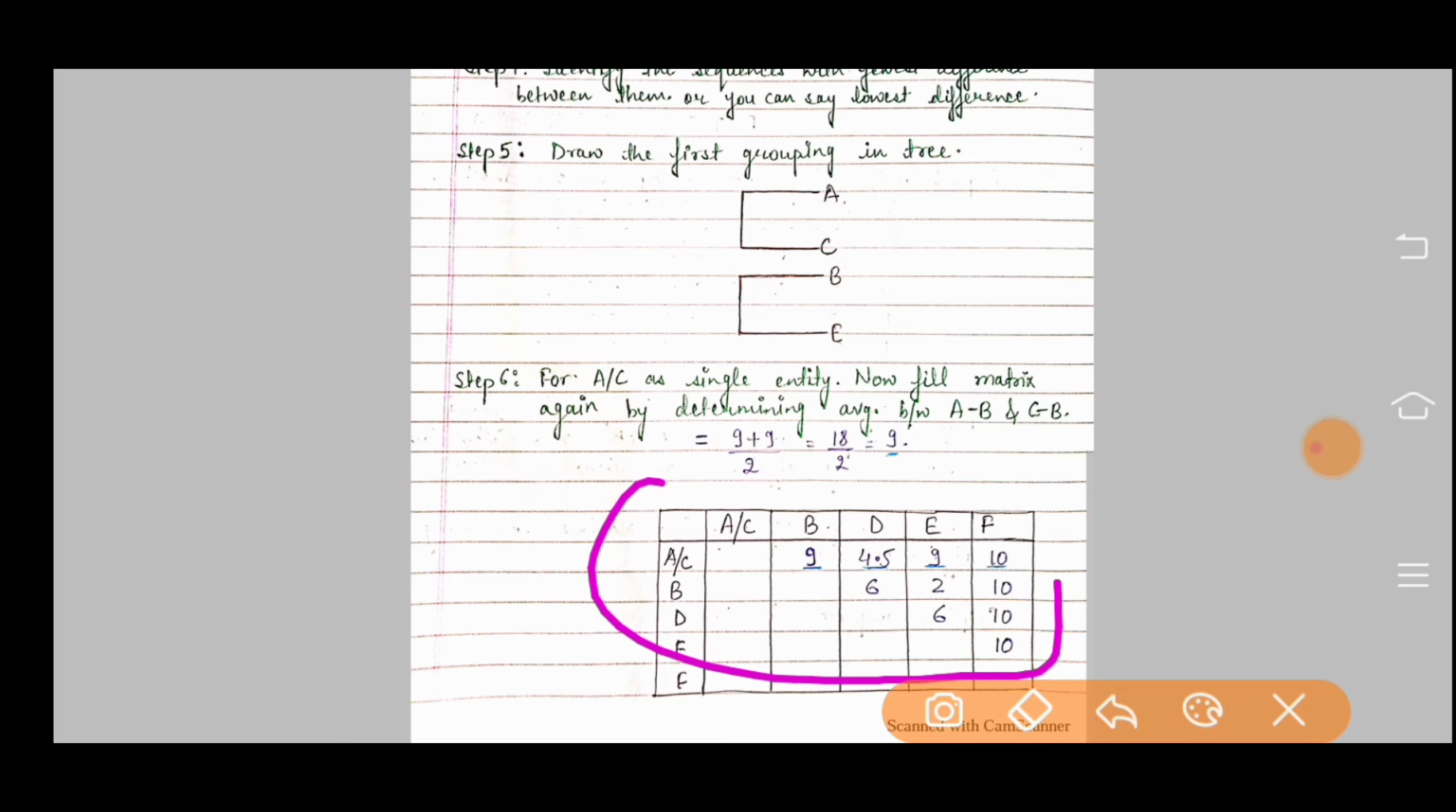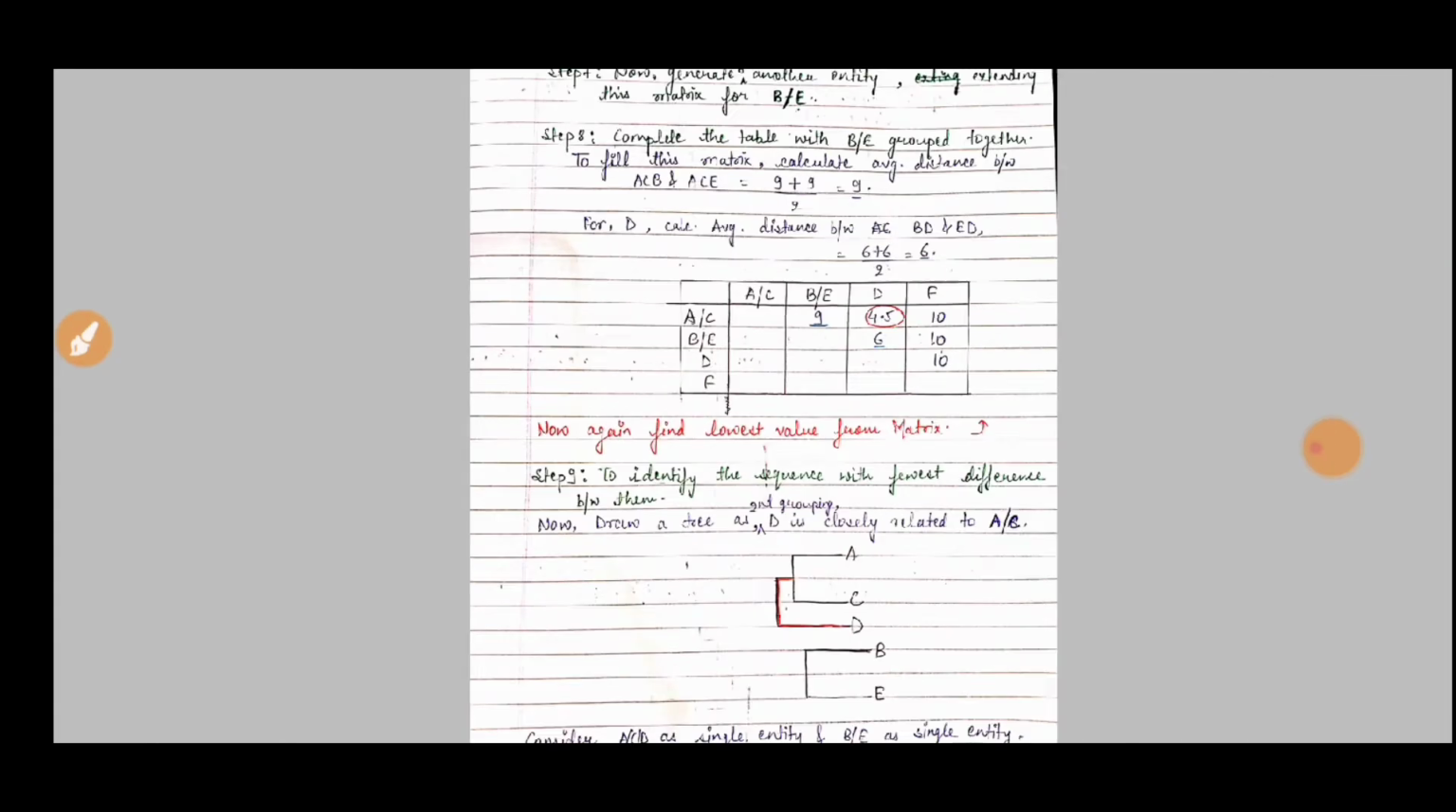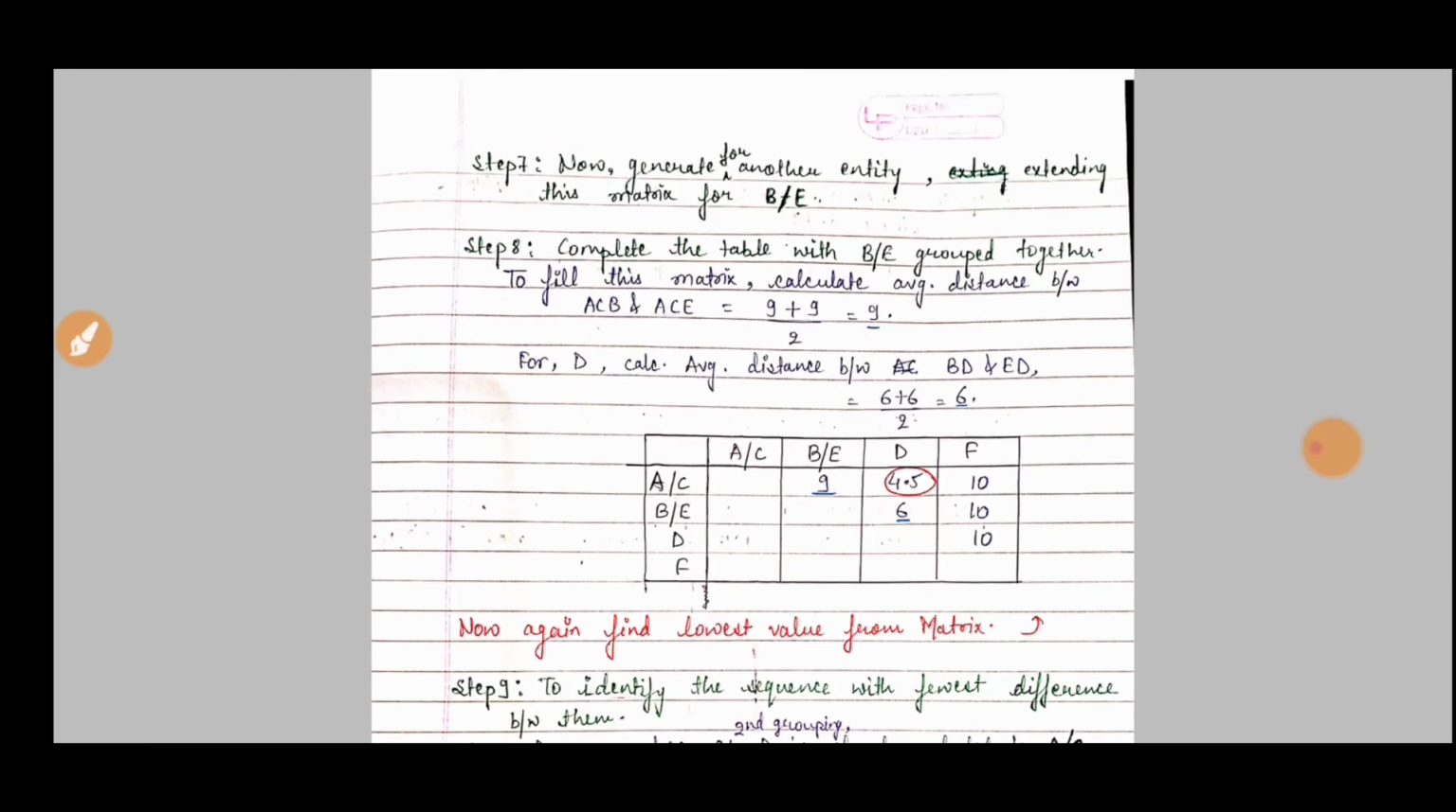And for the rest, others are copied from the above matrix. Now come to step 7. Now generate for another entity, meaning now we have to extend the matrix for another entity which we have discussed, that is BE.